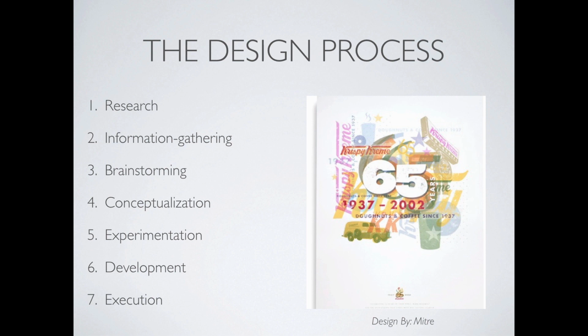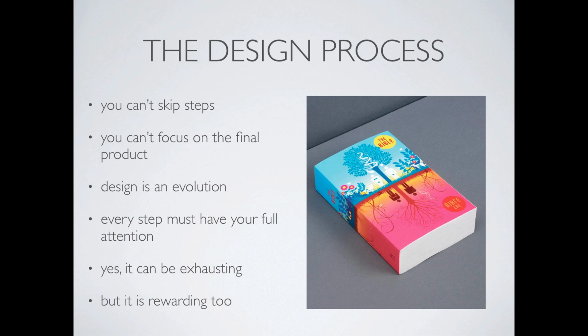So let's talk a little bit about the design process. Interestingly enough, this is going to be related to graphic design, but it is almost identical to all the rest of the design processes, whether you're in architecture or industrial design. It's basically the same thing. We start with research, then we move into information gathering, brainstorming, conceptualization, experimentation, design development, and ultimately the final execution. I'll go into all of these in more detail.